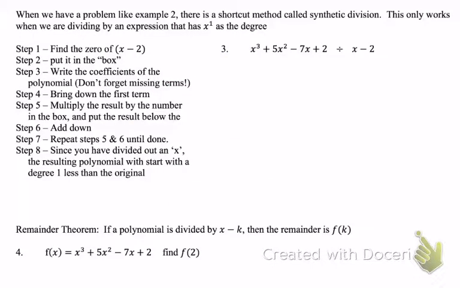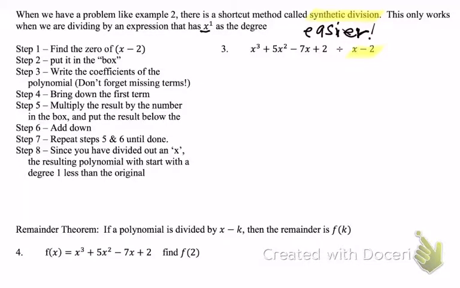So when we have a problem like example 2, there's a shortcut method, and it's called synthetic division. Synthetic is way easier, so I'm going to write easier. It only works though whenever you have an expression that is x to the first as the degree. So anytime you have x minus 2. If you look back at example 1, it was an x squared. You can't do that whenever you have an x squared. It only works if you're just dividing by degree of 1.